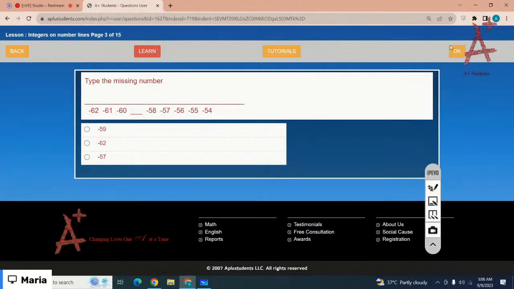Type the missing number. Which number is missing? The missing number is between negative 58 and negative 60. So which number is it? Yes, that would be negative 59, right? That means the missing number is negative 59. Very good.